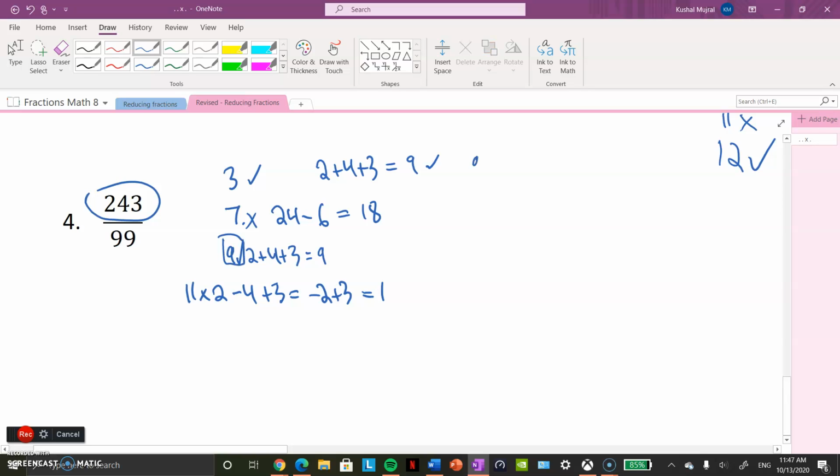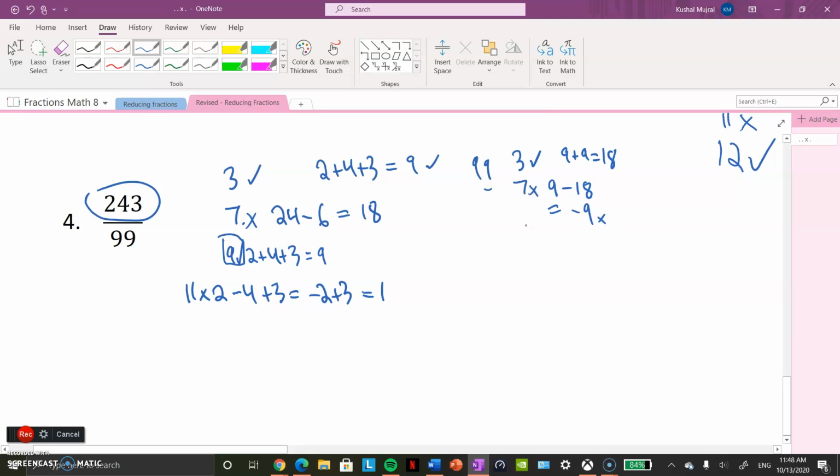Now let's look at 99. So we know it's divisible by 3 because 9 plus 9 is 18, which is divisible by 3. 4 is not going to work. 5 is not going to work. 6 is not going to work. 7, let's check 7. You take 9 minus 18, because you take the last digit, you double it, which is 18, and you subtract it from the rest of it, which is negative 9, which does not work. That's not divisible by 7, so 7 doesn't work.